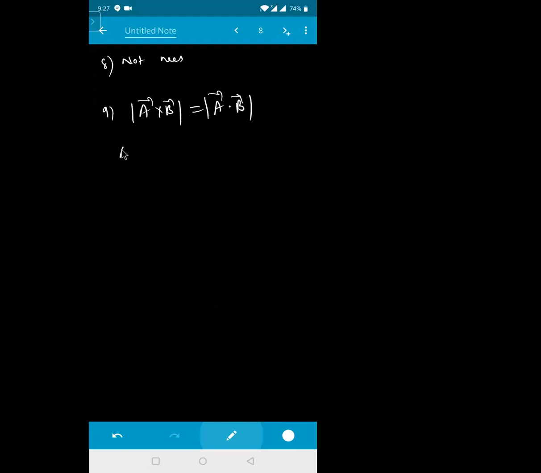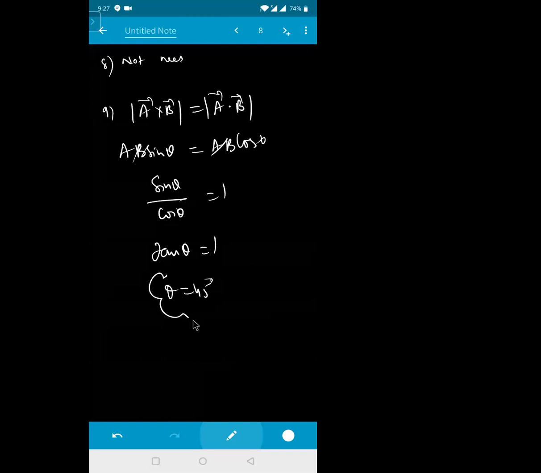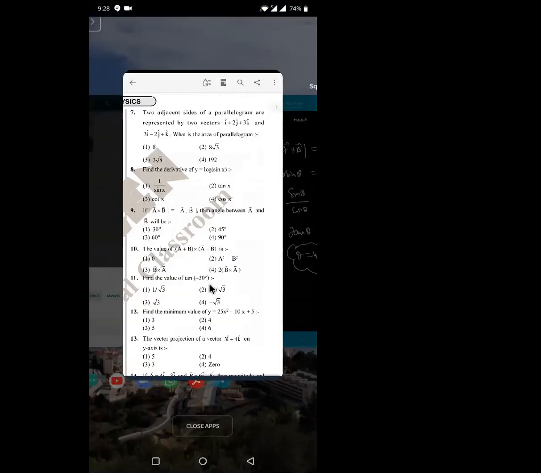A bar cross B bar, what is the formula? AB into sin theta, and A bar dot B bar is equal to AB into cos theta. AB gets cancelled, so it is sin by cos. Sin by cos is equal to 1. Sin by cos is nothing but tan theta. Tan theta is equal to 1. So theta will be equal to how much? 45 degrees. So theta will be equal to 45 degrees.